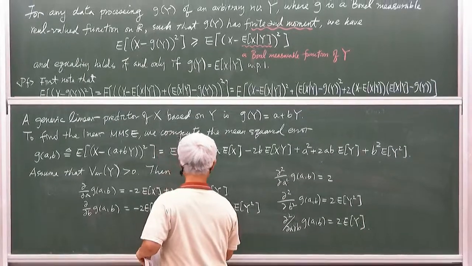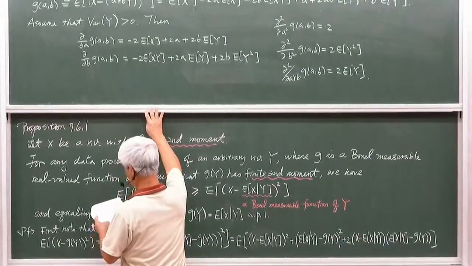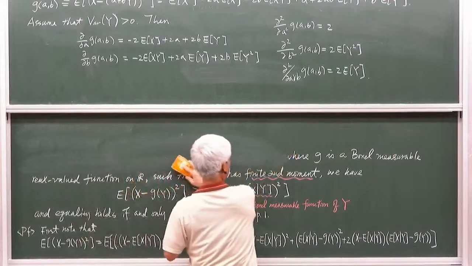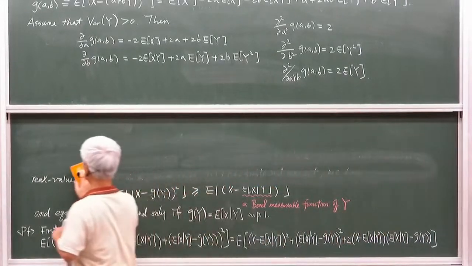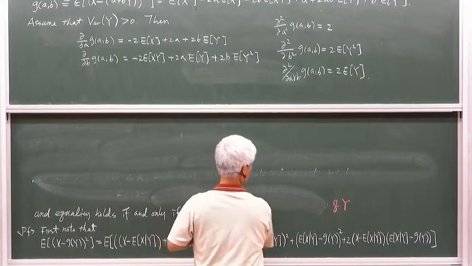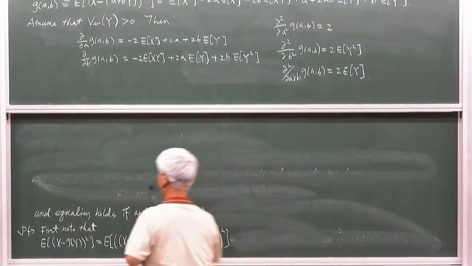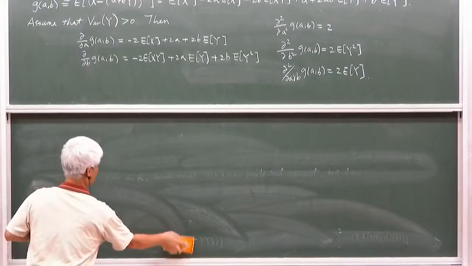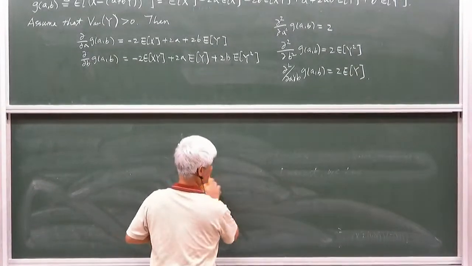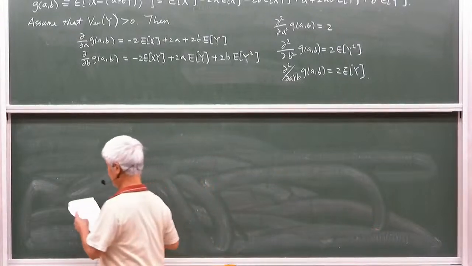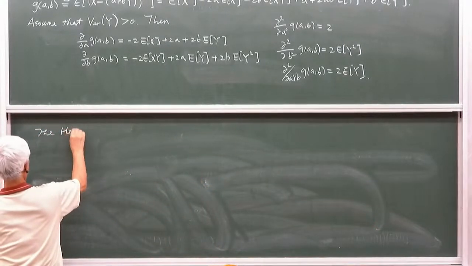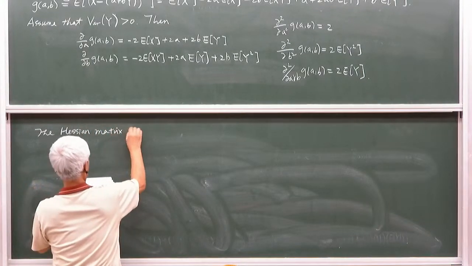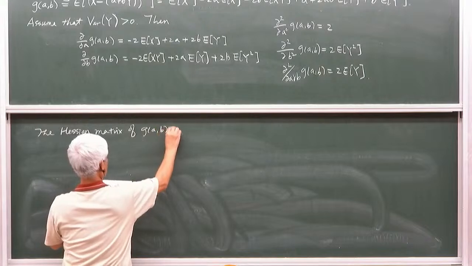Now, look at the Hessian matrix. The Hessian matrix of a function is a matrix consisting of second order partial derivatives. As you know, the gradient vector consists of the first order partial derivatives. Now the Hessian matrix of G of A, B is here.